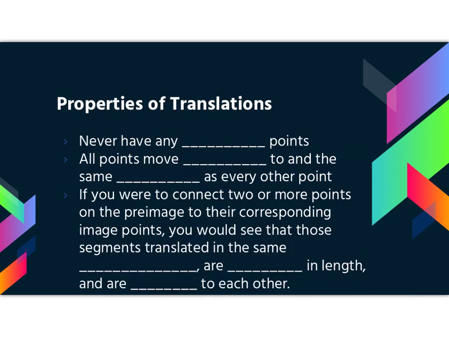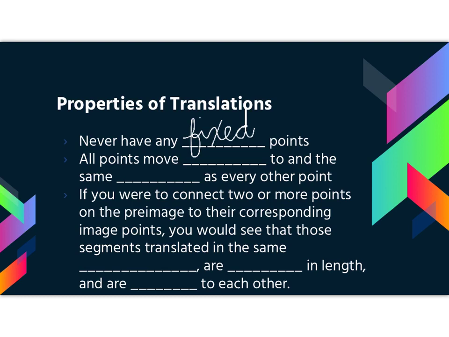Because translations are a type of rigid transformation, they still share the same properties of rigid transformations, but they also have some very special properties that they have. For instance, translations never have any fixed points. A fixed point is one that does not move, and we said earlier that each point is moved along a straight line path in the same direction, and that's why there aren't any fixed points.